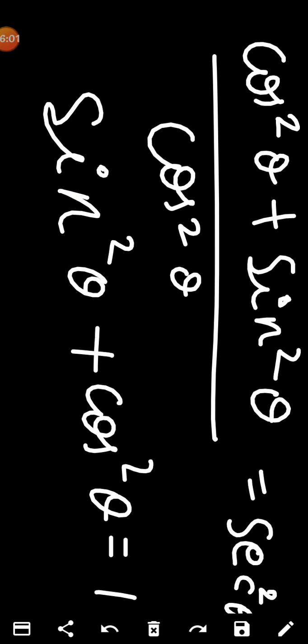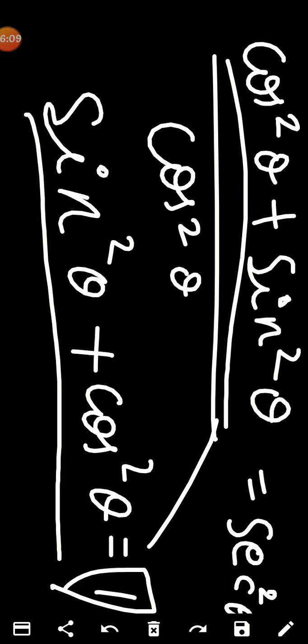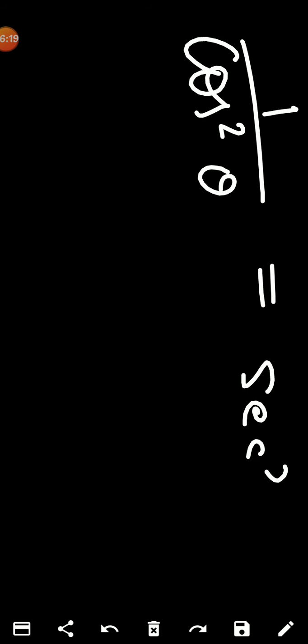So we know that sin square theta plus cos square theta is equal to 1. Now let's replace this cos square theta plus sin square theta with 1. So what do we get? 1 by, as our denominator was cos square theta, let's write it, 1 by cos square theta is equal to secant square theta.